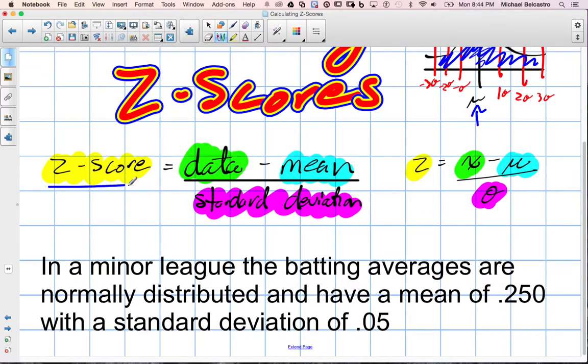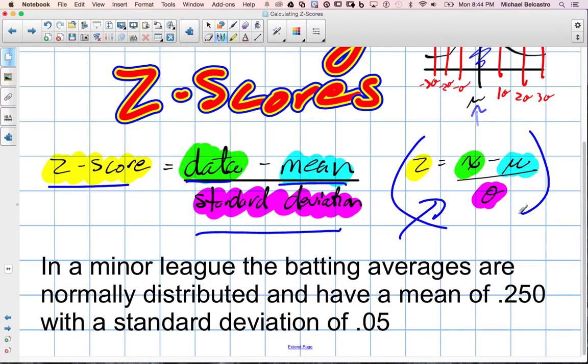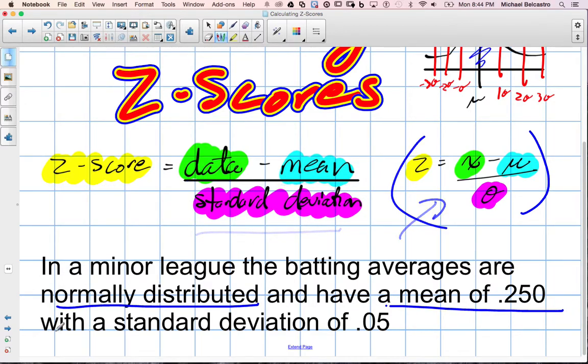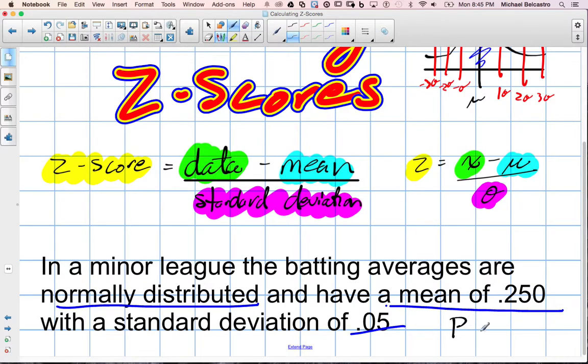So our formula says the z-score is equal to the data minus the mean, over the standard deviation, and that's what all of these stand for here. Minor league batting averages are normally distributed and have a mean of 0.250 with a standard deviation of 0.05. Let's find the probability that our data is less than 0.125.